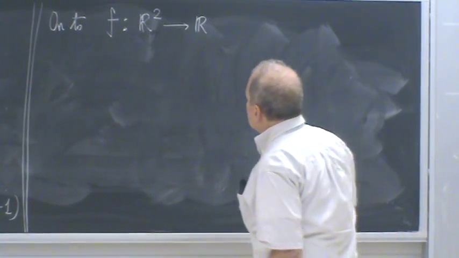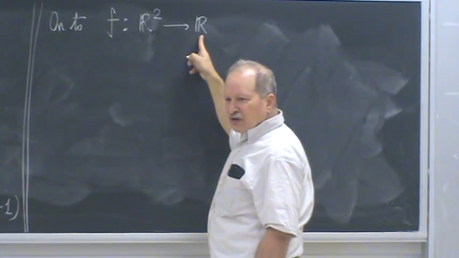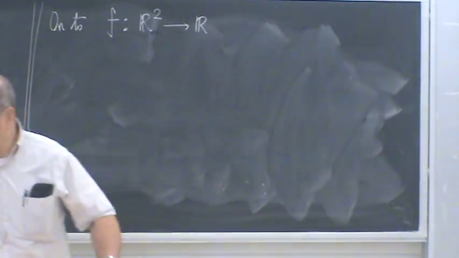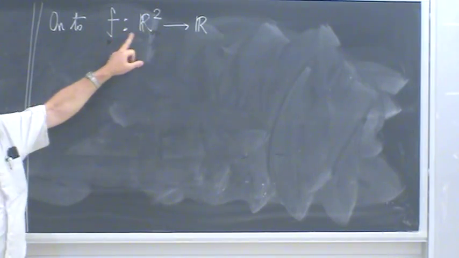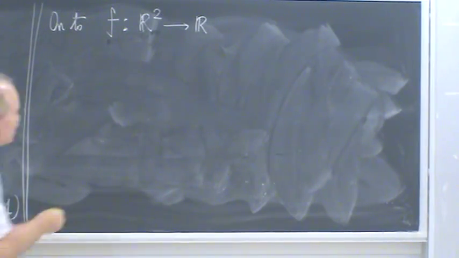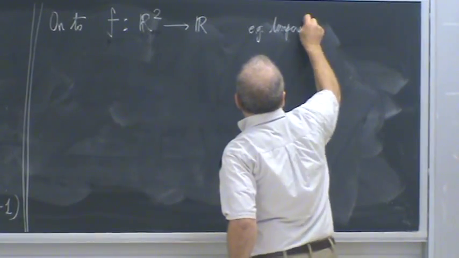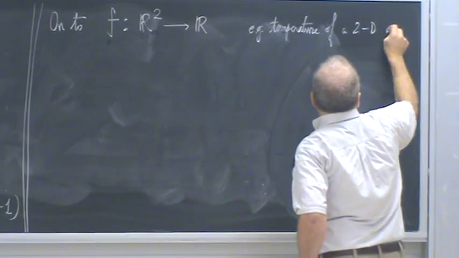So how should we understand functions from R2 to R? So for example, if you're an ant that lives in the plane, the function f might be the temperature you feel as you walk around on the plane. So e.g., temperature of a 2D ant.